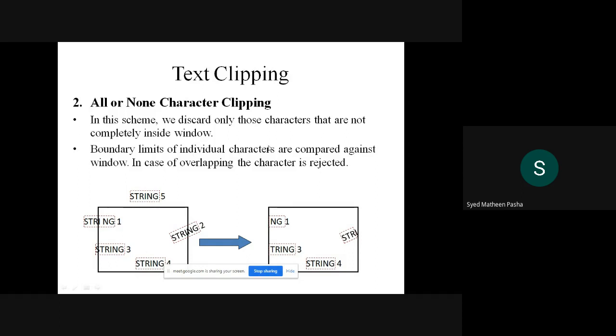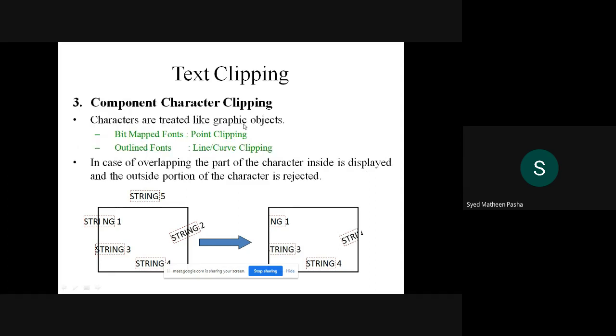Boundary limits of individual characters are compared against the window. In case of overlapping, the character is rejected. You need to remember the window boundary of that particular clipping area. So this is about all or none character clipping.